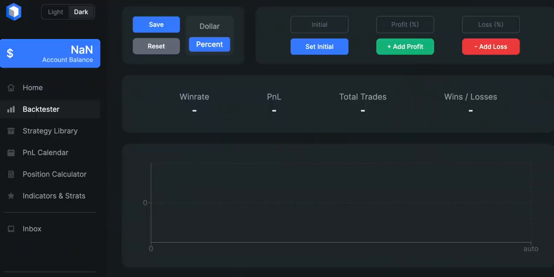Okay, so I'm going to do my backtesting on Ethereum 15-minute chart with an initial account size set at $1,000 with 1 to 1.5 risk-reward ratio.